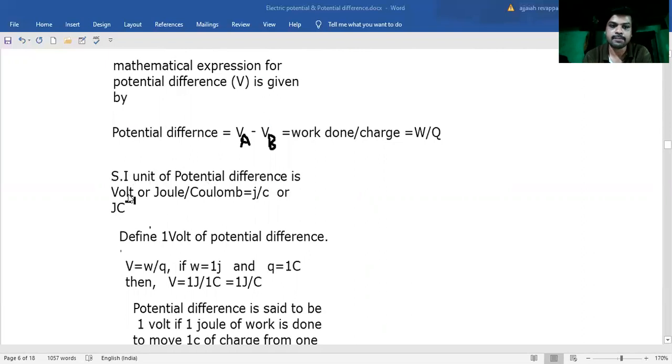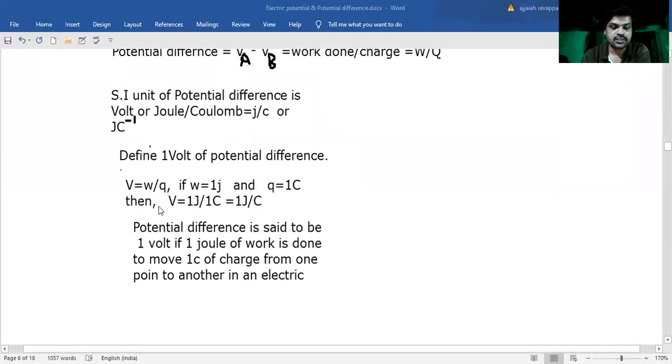Alessandro Volta is the name of the scientist. Similarly, Ampere is the name of the scientist. So volt is the SI unit of potential difference, or volt can be written as joule per coulomb. You know why it is joule per coulomb? Okay, next, define 1 volt of potential difference.